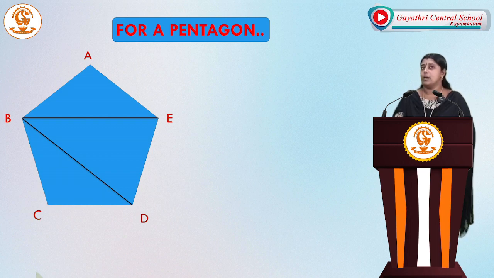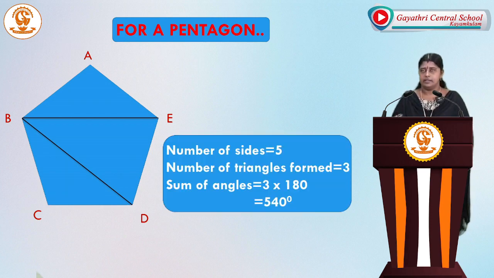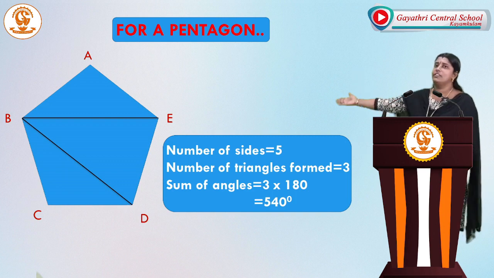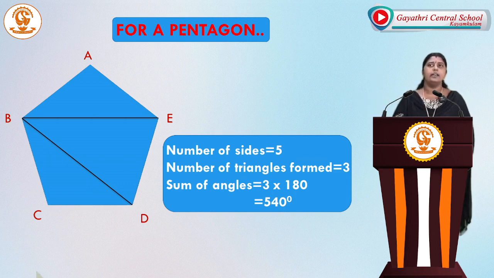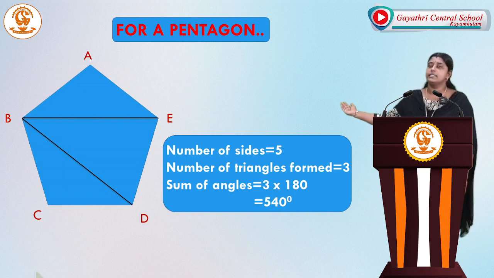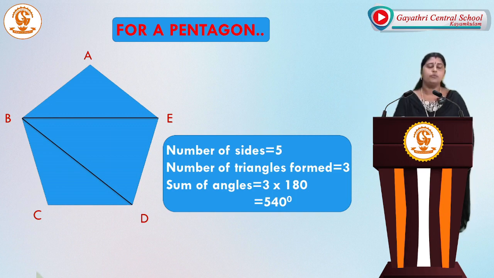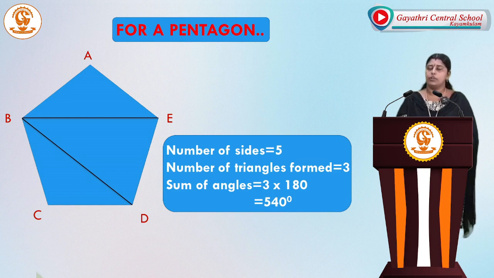In one triangle the sum is 180 degrees. So what will be the sum of 3 triangles? What will be the sum of all angles in this pentagon? That is 3 into 180. Yes, very good. We can see here there are 5 sides, and the number of triangles formed is 3. So the sum of angles of this pentagon is 3 into 180, which is 540 degrees. So the sum of interior angles of a pentagon is 540 degrees. Is it clear? Yes, ma'am.